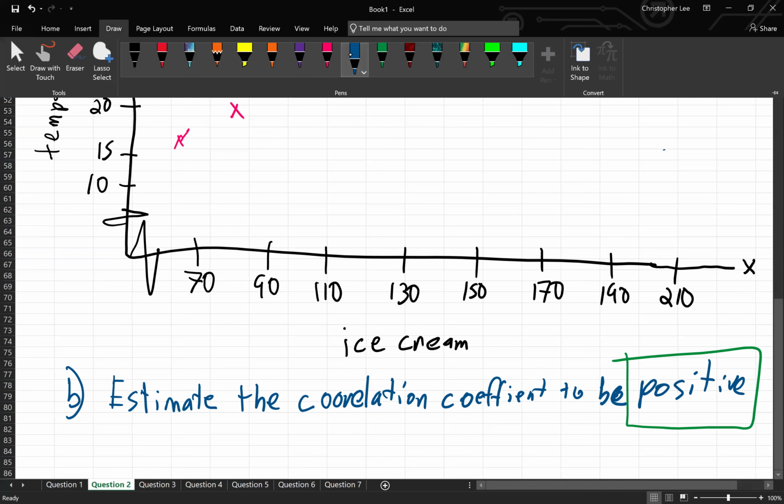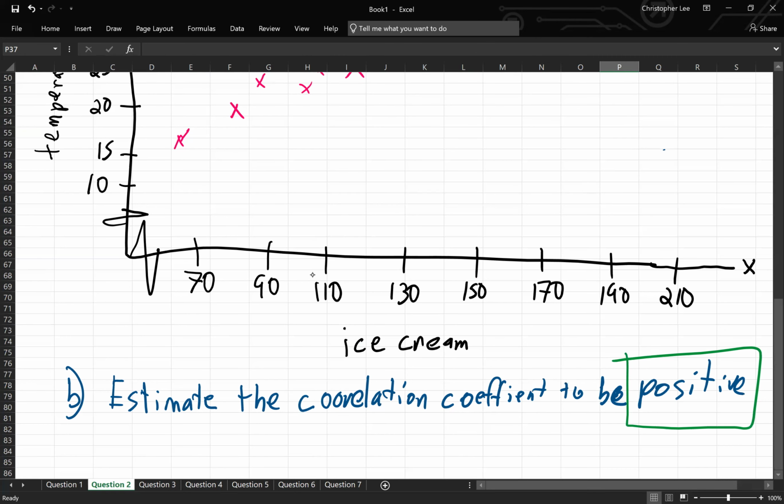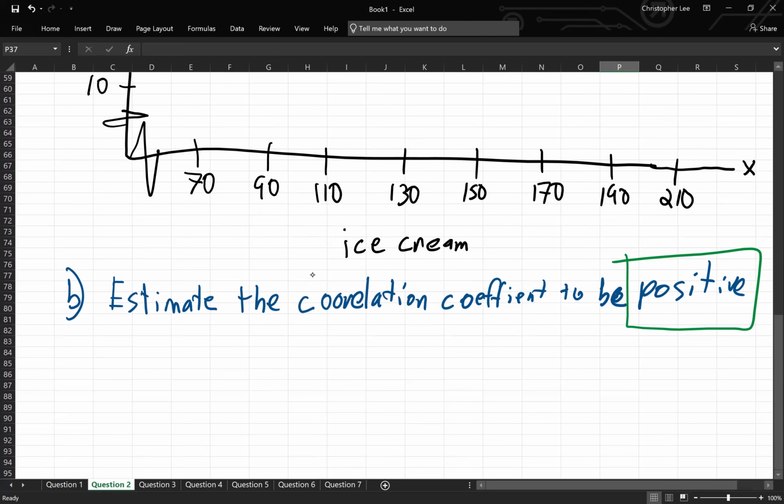Well, however, didn't that answer it, though? Yeah, it would have, but we're not asking you for that. We're just asking you to estimate what you think it is: positive or negative. Positive, right?